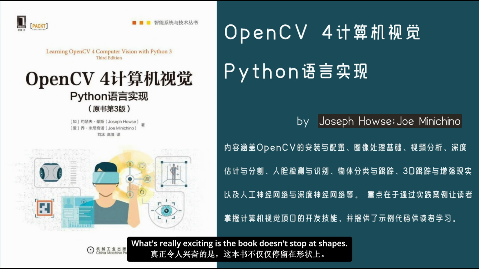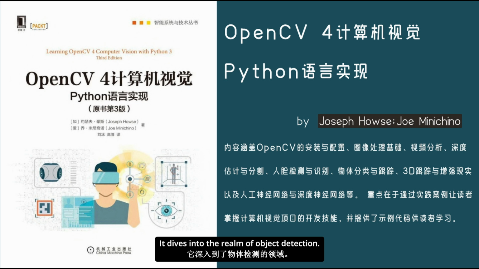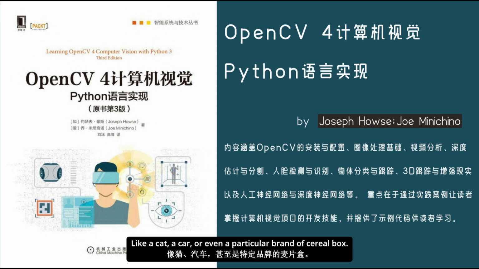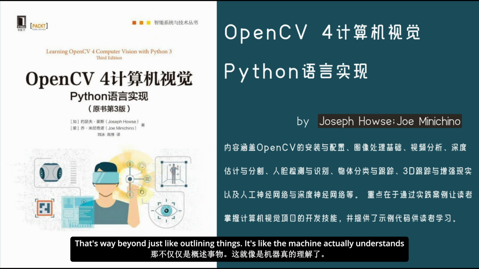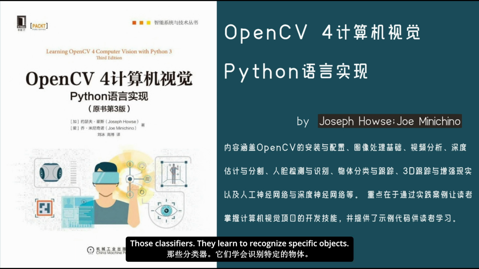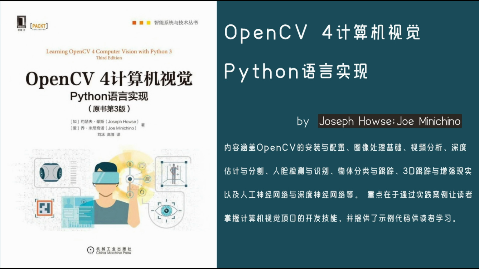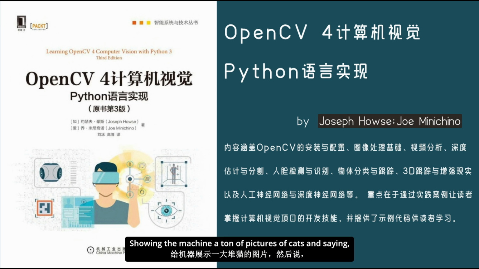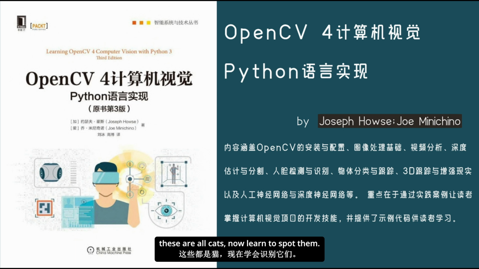What's really exciting is the book doesn't stop at shapes. It dives into the realm of object detection, where machines can actually recognize specific objects, like a cat, a car, or even a particular brand of cereal box. That's way beyond just outlining things. It's like the machine actually understands what it's looking at. How does that even work? It involves training algorithms called classifiers. Those classifiers learn to recognize specific objects based on patterns and features in image data. So it's like showing the machine a ton of pictures of cats and saying, these are all cats, now learn to spot them. Exactly.